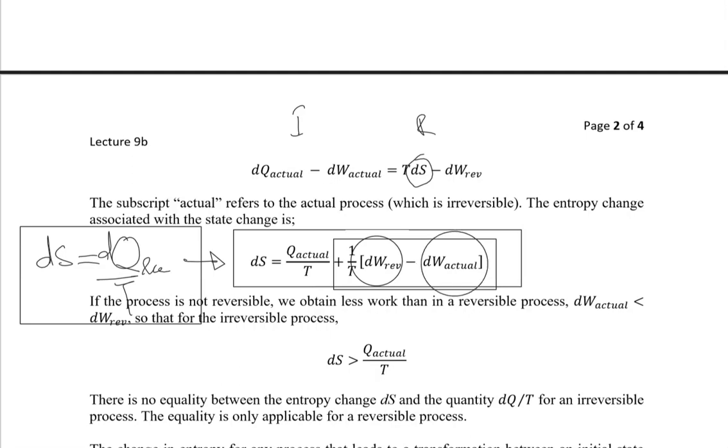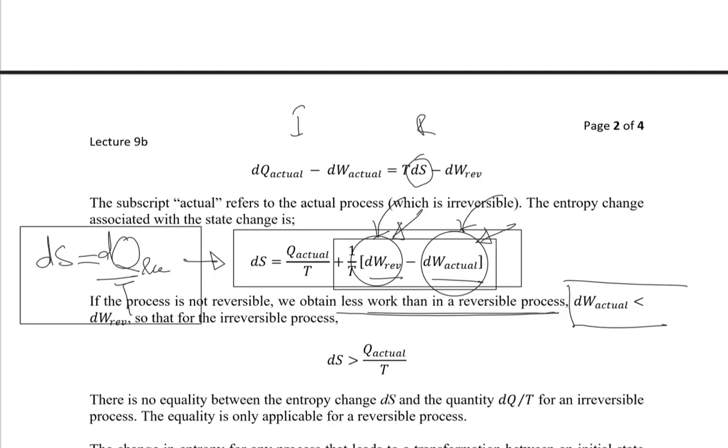That means the work which we get in a reversible process is greater than the work which we get in an actual process. So where the work is lost, in other words, where the work is gone. If I look at the reversible work, which is greater than the actual work, and we say the reversible work minus actual work, that is the work which is not available, the work which is not obtained in an actual process compared to a reversible process. So the reversible work is greater than the actual work.